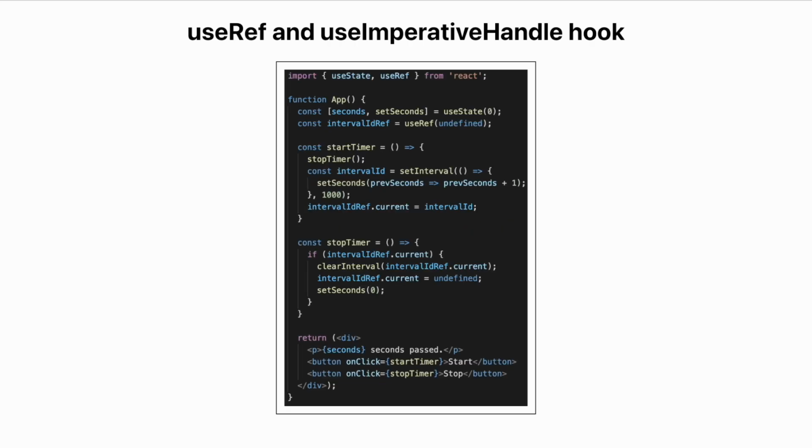Here we have two buttons, start and stop, which will call startTimer and stopTimer respectively on their click event handler. The startTimer method will call the setInterval method with a function which is used to update the second state. The interval ID received during the setInterval call is stored in the intervalRef.current property. In the stopTimer method, if the interval ID is set in the intervalRef.current property, it is passed to the clearInterval method.